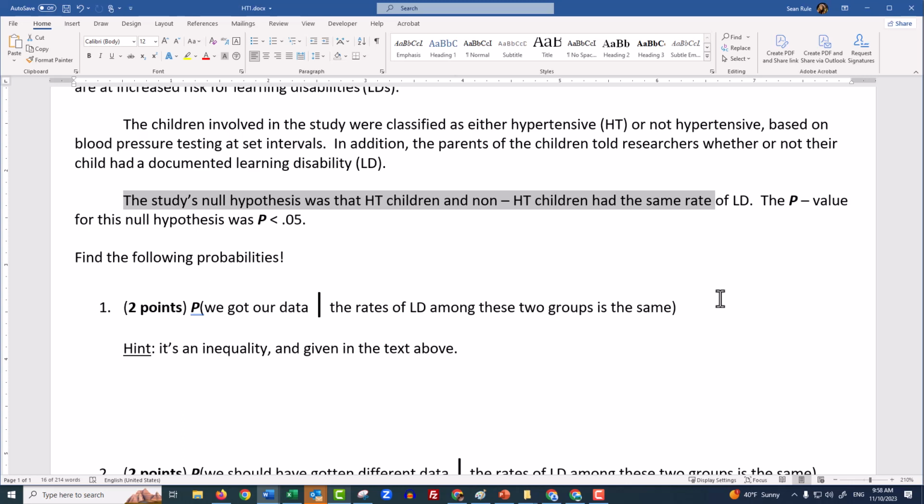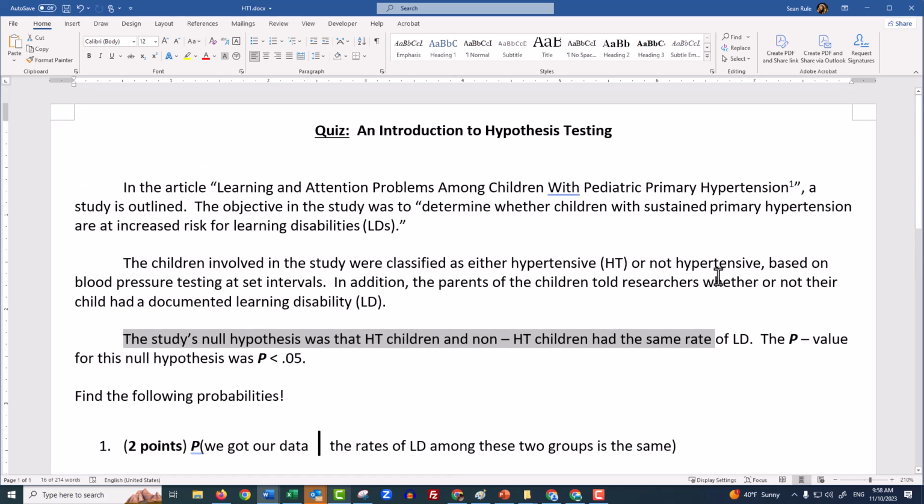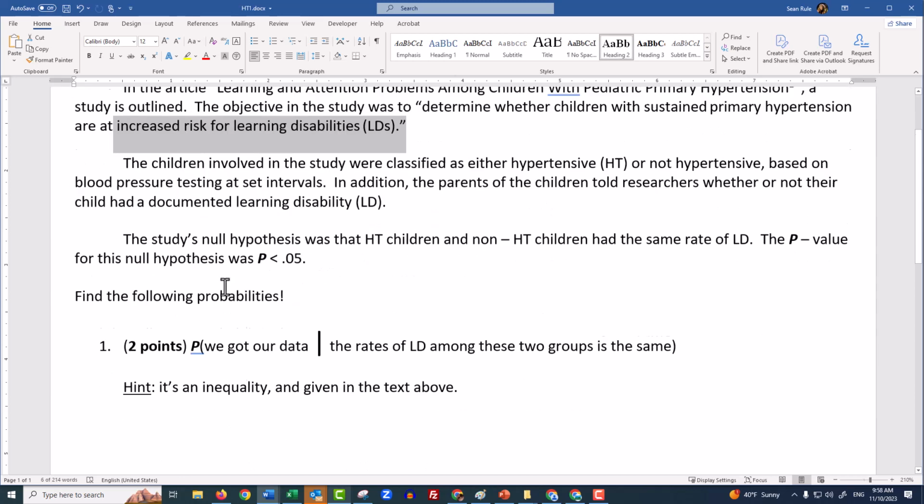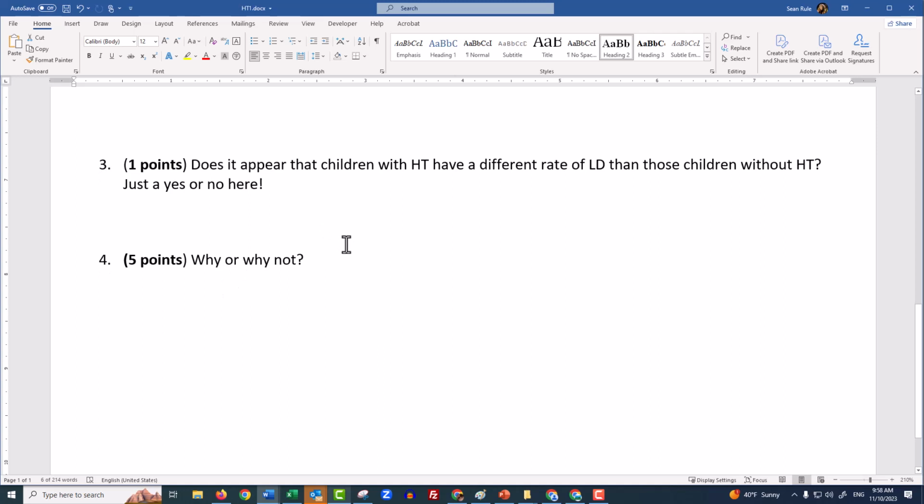It's easier to believe that it comes from a different sampling distribution, meaning they have different rates of learning disabilities. Maybe increased, maybe decreased, who knows, but different. All right, like I said, a little bit boring, but stuff you can just pull straight from the report.